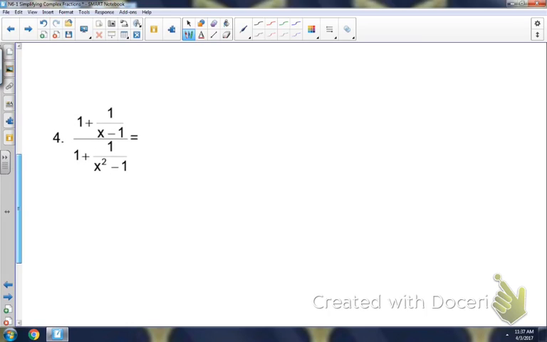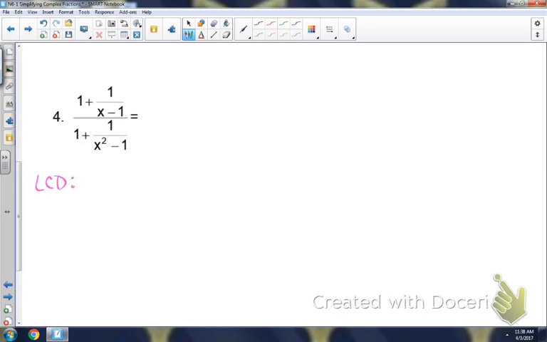Okay, last one. So we need to find an LCD. Notice the first denominator that we have is an x minus 1. If it's 2 or more terms you're factoring using the flow chart, we cannot factor x minus 1, so I'm bringing it down.